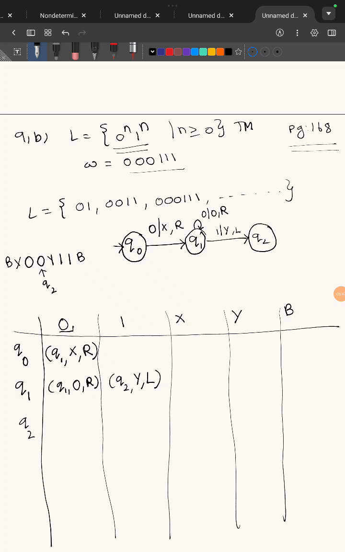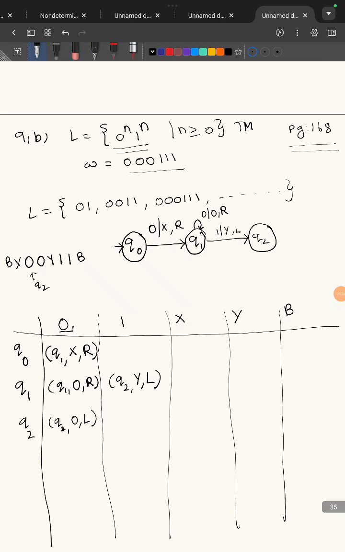Now, what is the symbol I am seeing? 0 is the symbol I am going to see. Am I going to do anything? No. What is my objective? I will keep on traversing towards the left until I find my x. Once I have found my x, I will repeat the steps that I have done from the beginning. I will go back to the initial state itself. So on seeing 0 in my Q2 state, I will not do anything. I will just move my pointer towards the left.